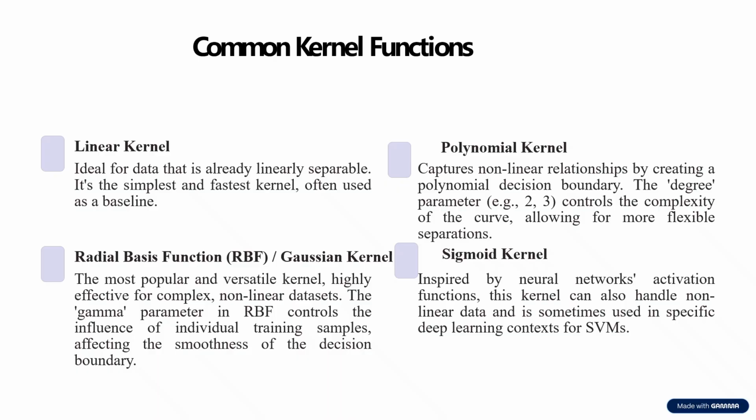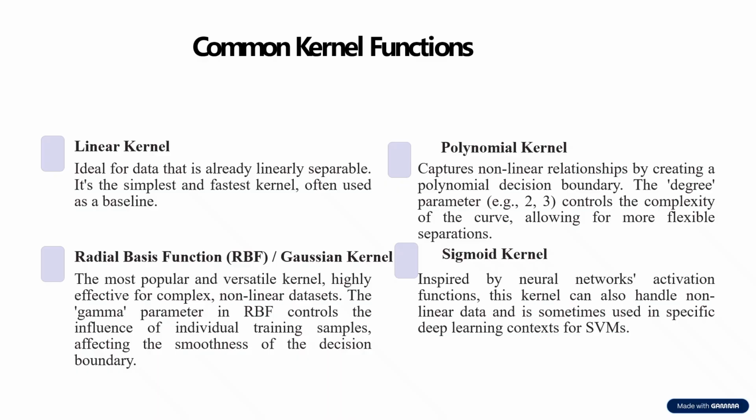The gamma parameter in the RBF controls the influence of individual training samples, affecting the smoothness of the decision boundary. The polynomial kernel captures the nonlinear relationship by creating a polynomial decision boundary. That is called the degree parameter. We say x square, x cube, x power 4. The 2, 3 represents the degree of the polynomial, which controls the complexity of the curve, allowing more flexible separations. The higher the polynomial degree, the better the outcome.